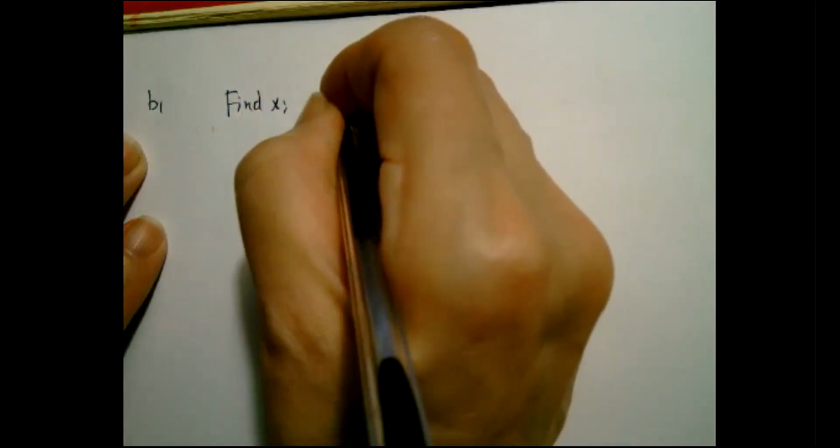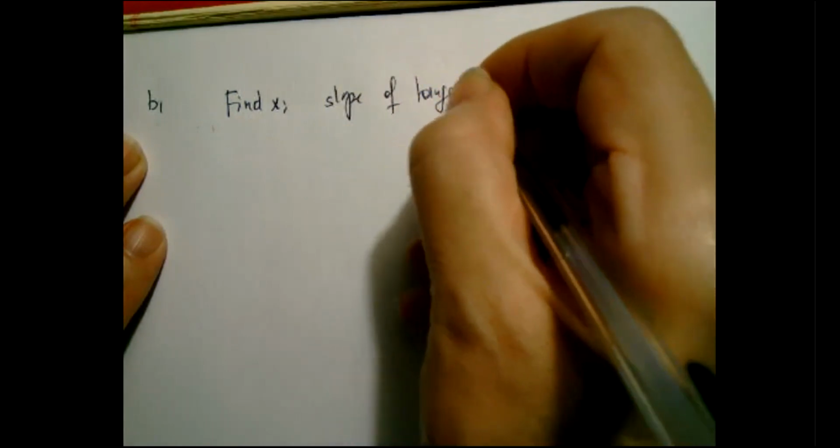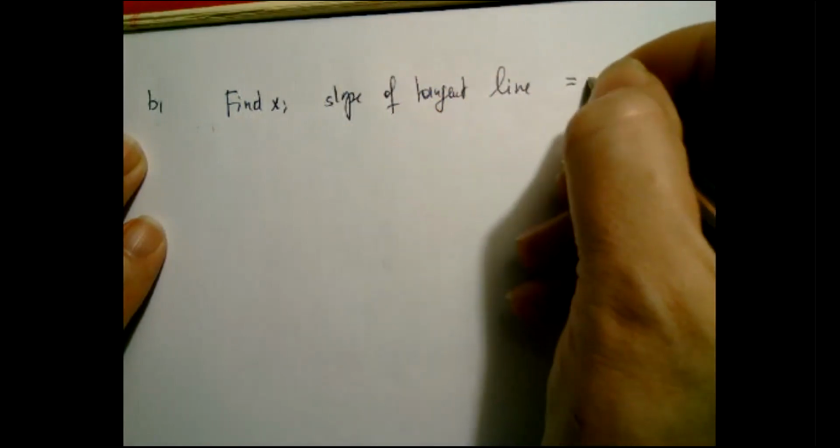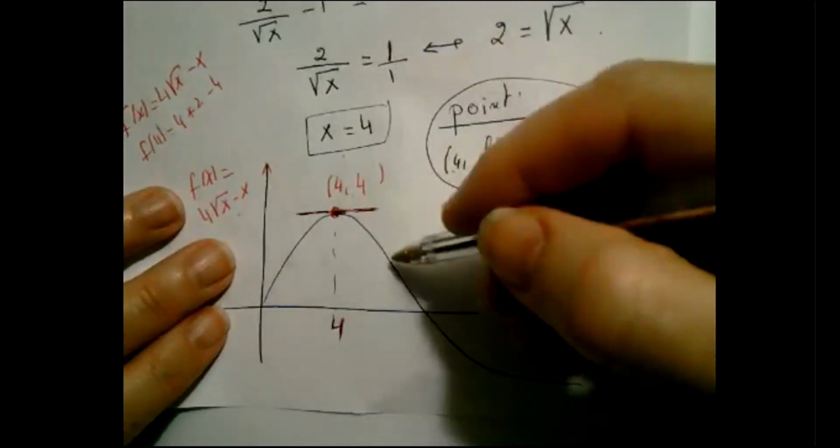Okay, so now the second question is, find all points on the graph at which the tangent line has a slope minus a half. So we want to find the x where the slope of the tangent line is minus a half.